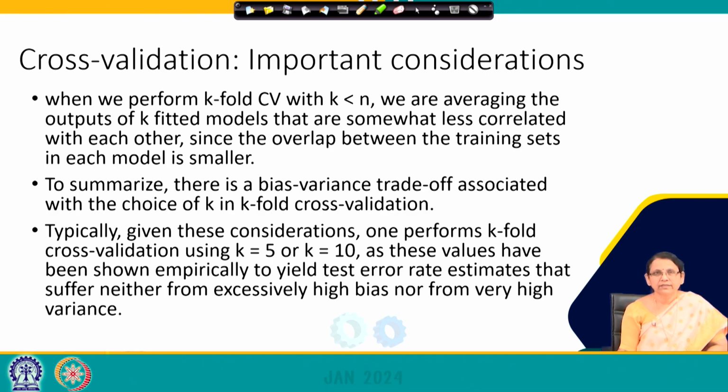Typically, given this bias-variance trade-off consideration, one can perform k-fold cross validation using k equal to 10. It is observed empirically that with k equal to 5 or k equal to 10, you usually get a lower test error rate. So, in this case, there is neither excessive bias nor very high variance.